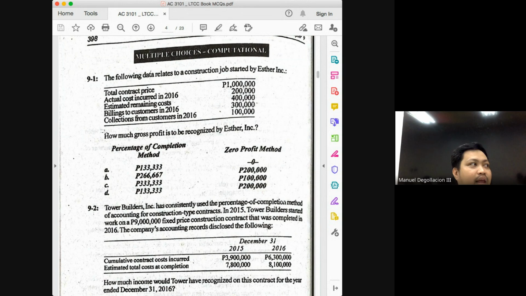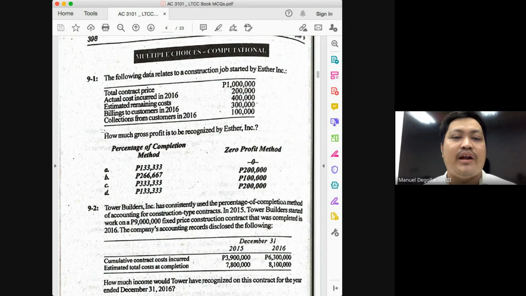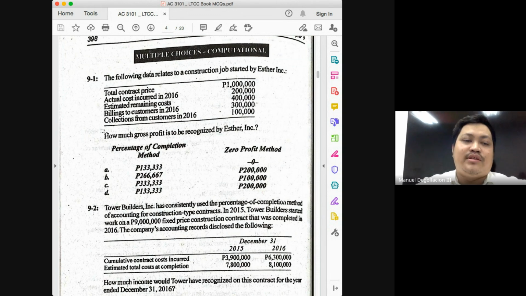Okay? But is that amount equivalent to your cost at completion? No, because that amount does not represent the total amount of cost that will be incurred. How do we know that that amount is not yet the total cost? Because the problem also gives us the estimated remaining costs. So if you will be asked, how much have you already incurred? Your answer would be 200,000. Okay?